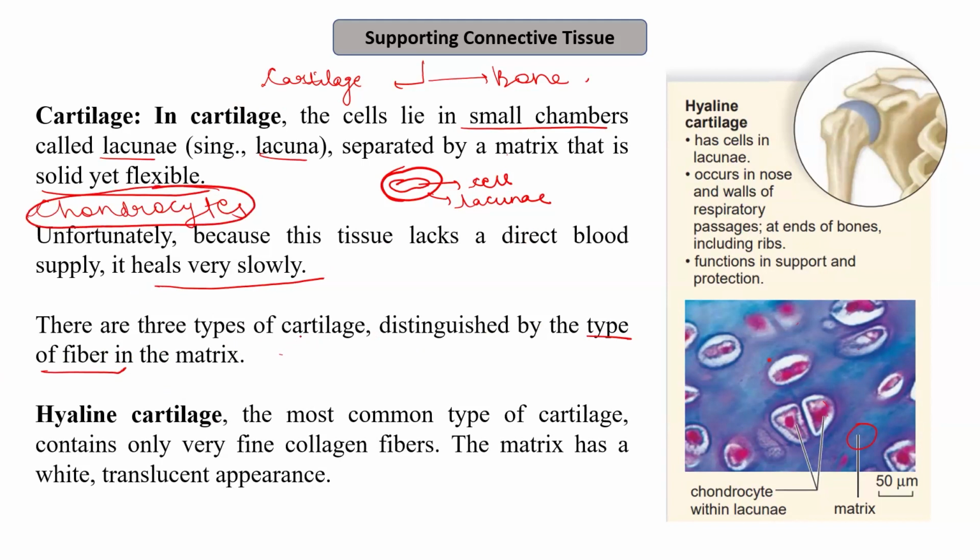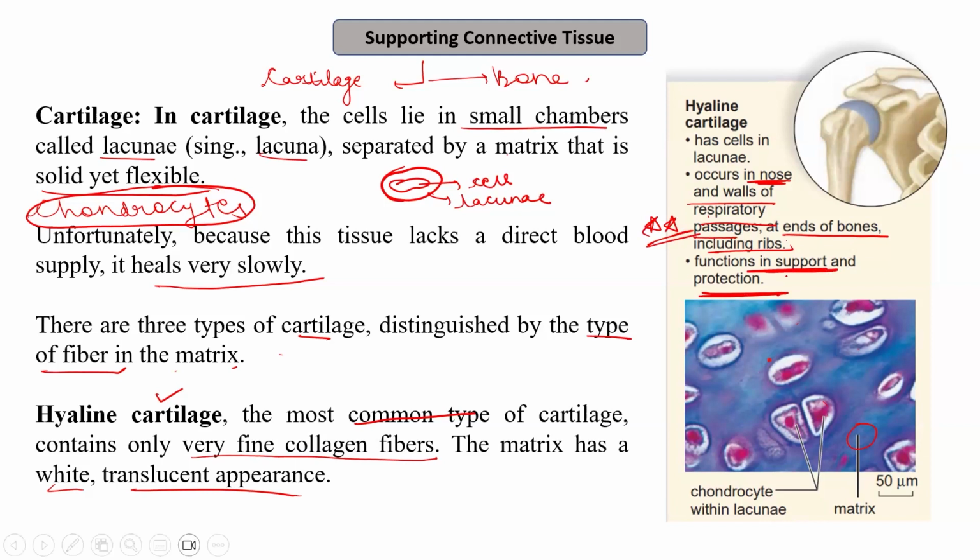There are three different types of cartilage based on the protein fibers which are present in the matrix. The first one is the hyaline cartilage. It is the most common type of cartilage and it contains very fine collagen fibers. The matrix has a white translucent appearance. You can see in this figure, they have cells in the lacunae. It occurs in the nose and walls of the respiratory passages, and at the end of the bones, including ribs. The function of hyaline cartilage is to provide support and protection.